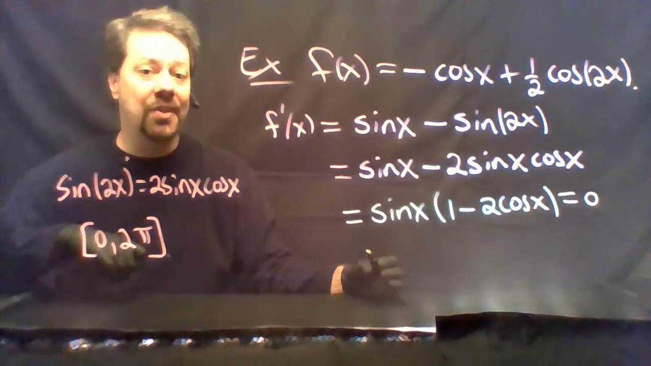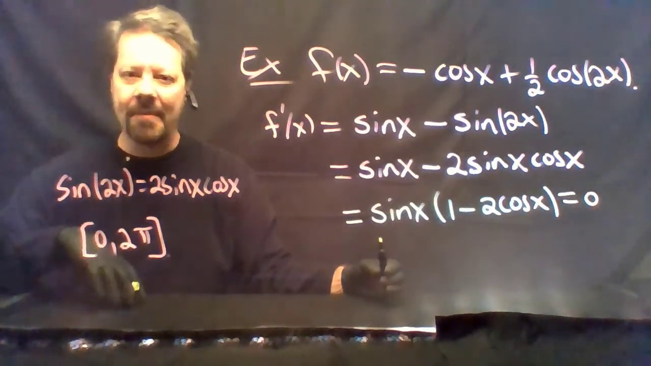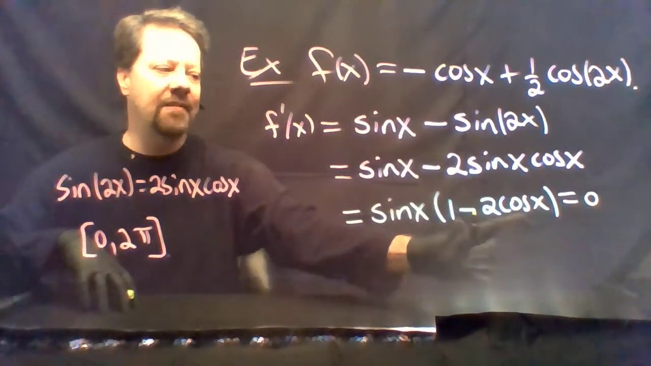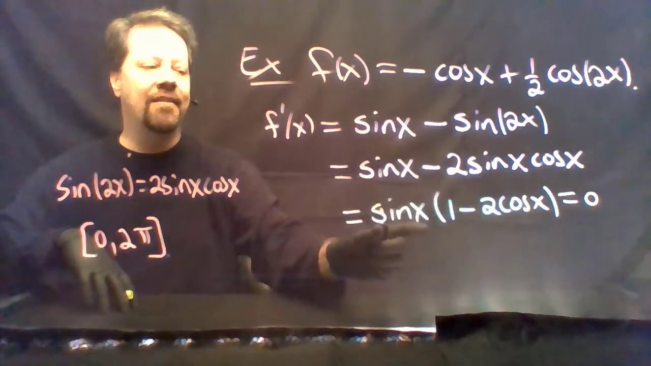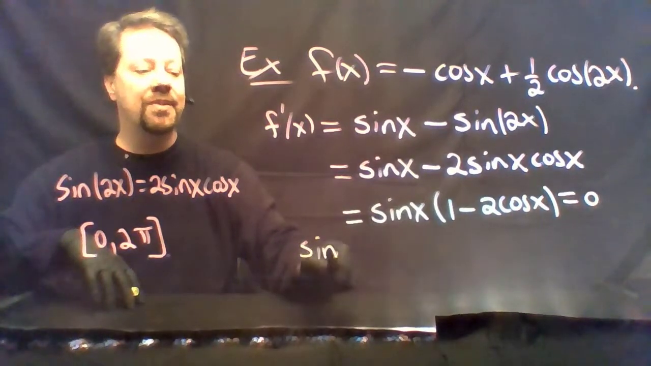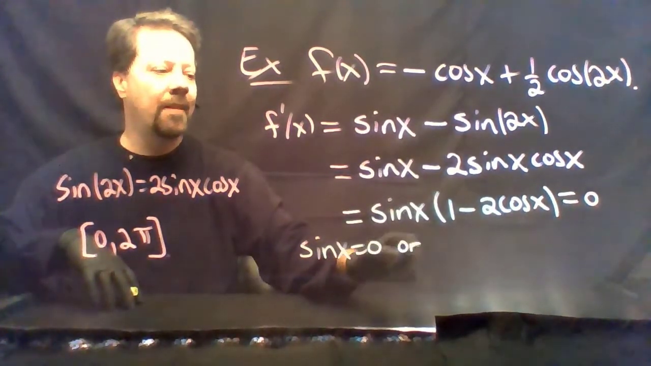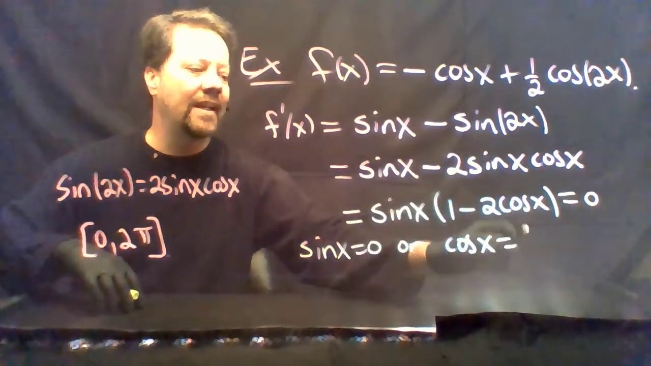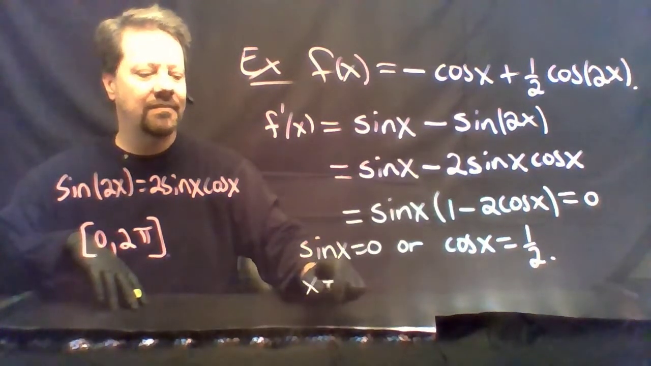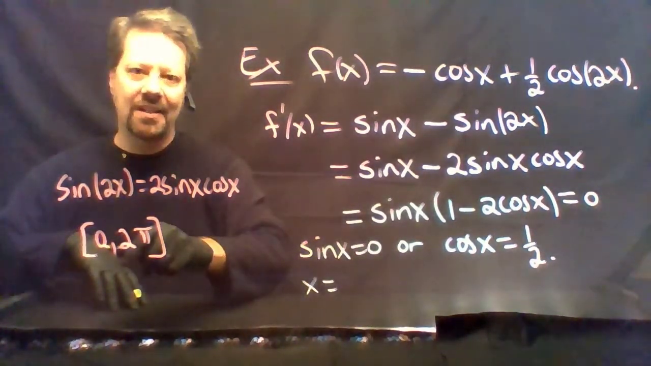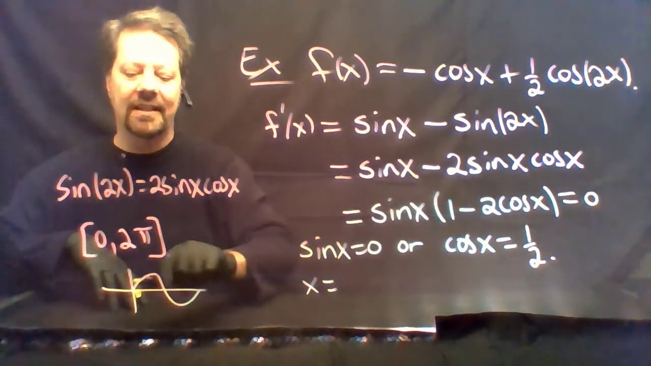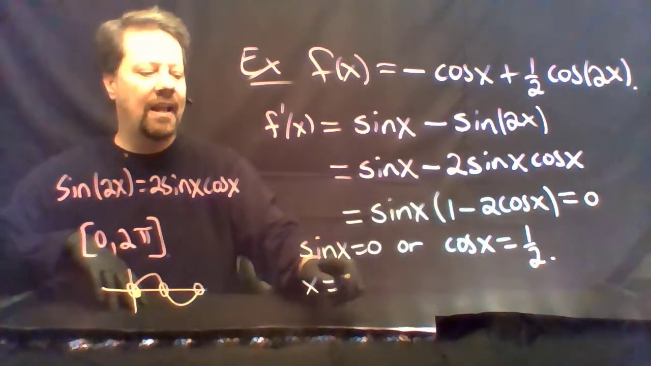That requires using the zero product theorem. Do you remember the zero product theorem? The zero product theorem says that if a times b is 0, then either a is 0 or b is 0 or both. We deduce then that either sine x is 0 or cosine x is 1/2. On this interval, sine x is 0 at x equals 0, pi, and 2 pi. Remember, the sine curve goes through the x-axis at 0, pi, and at 2 pi.